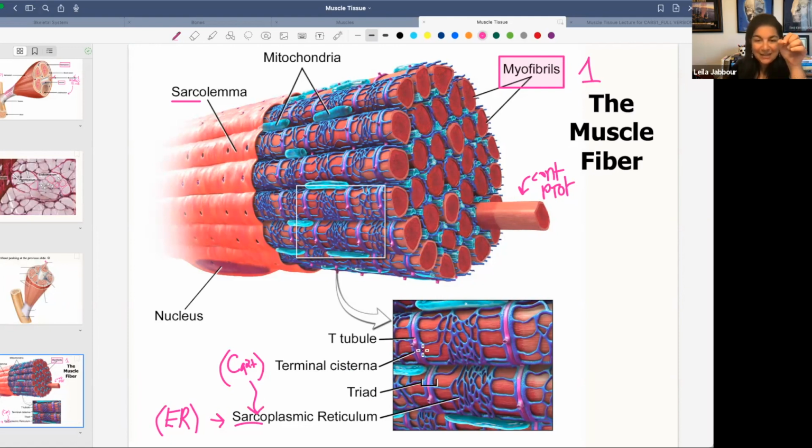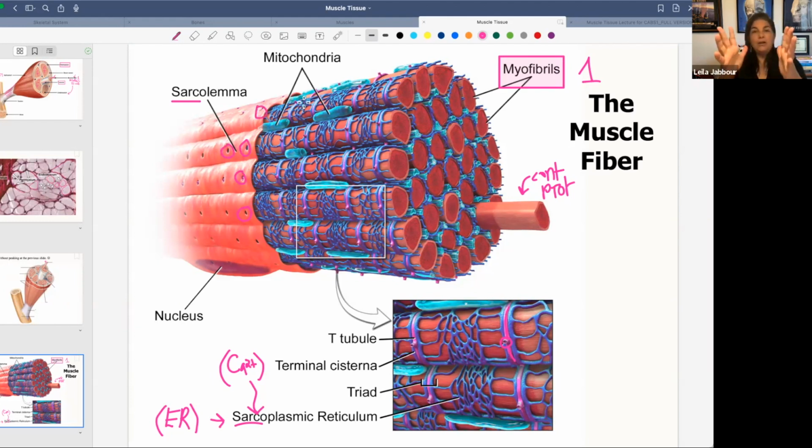In pink is the terminal cisternae. So what are terminal cisternae? You see this? This is the terminal cisternae. You see that hole over here? That hole, or that mini tube that you see, is perpendicular to the sarcoplasmic reticulum and shoots up to the holes that are on the surface of the sarcolemma.